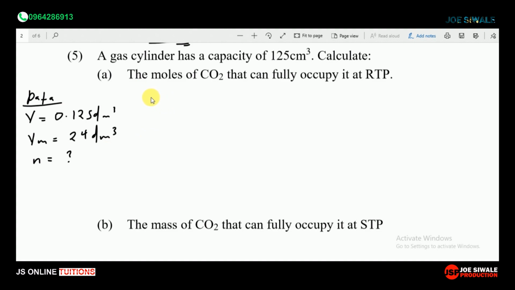So our formula for volume: we know that volume is supposed to be number of moles multiplied by the molar volume.